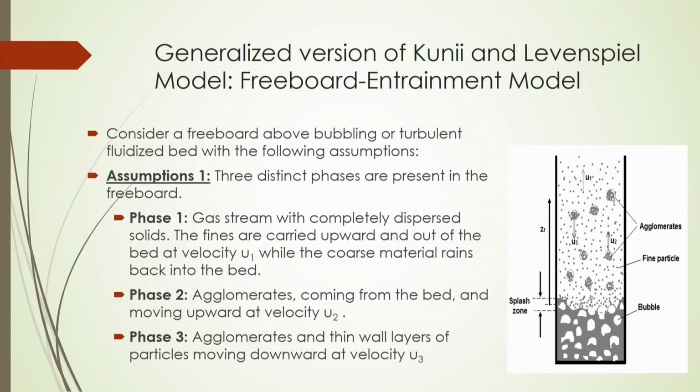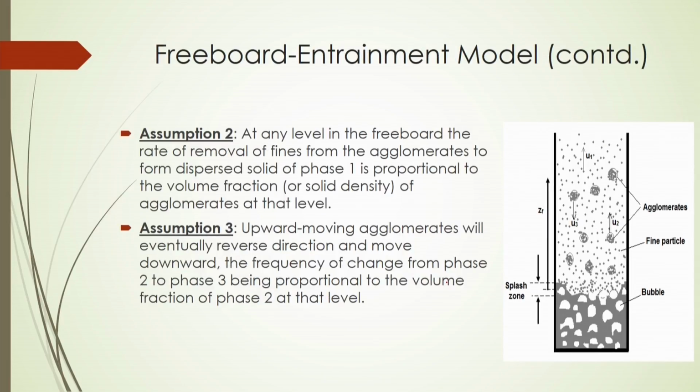For the second phase, the assumption is that there are some agglomerates coming from the bed and moving upward at a velocity u2. And phase 3 is agglomerates and thin wall layers of particles moving downward at a velocity u3. So, u1, u2 and u3 are for phase 1, phase 2 and phase 3 respectively.